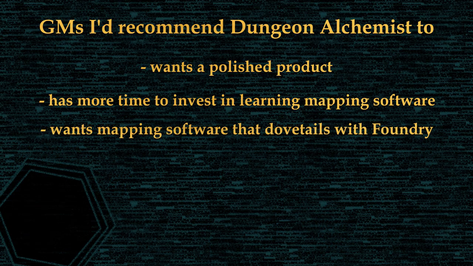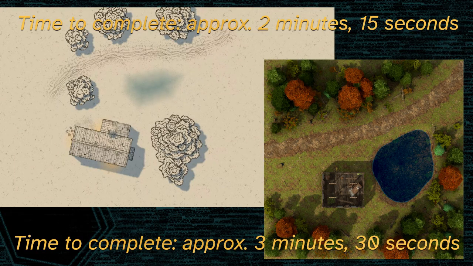I'd also recommend Dungeon Alchemist to a game master who wants mapping software that takes advantage of everything Foundry has to offer. When you export a map from Dungeon Alchemist, you can export walls and light sources as well. You can import those into Foundry directly and save yourself the hassle of manually inputting walls and torches and lamps yourself. And here again are both maps side by side for comparison.